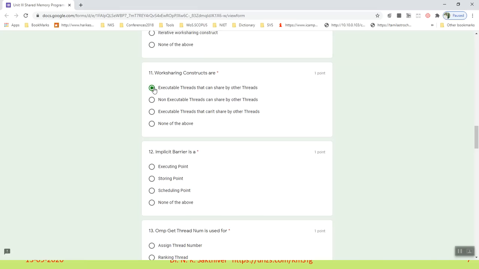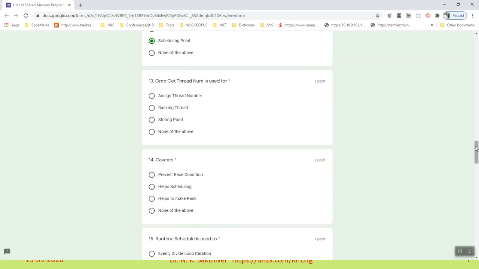12th question. Implicit barrier is used for scheduling. Scheduling is the correct answer. 13th question, omp_get_thread_num. I already told you this is the method for ranking a thread. So this is a command to get the rank of the thread. This is the correct answer.